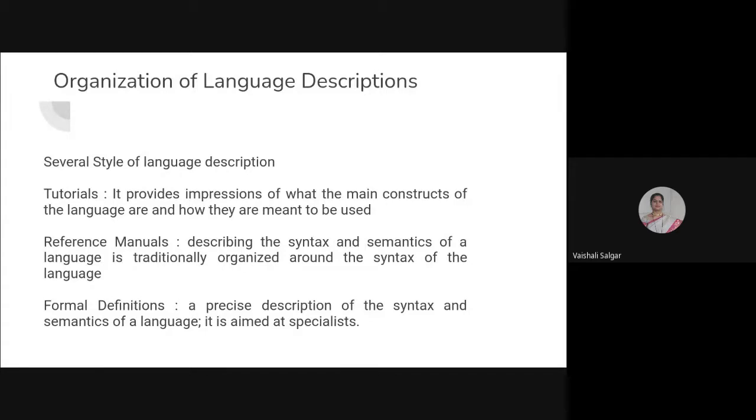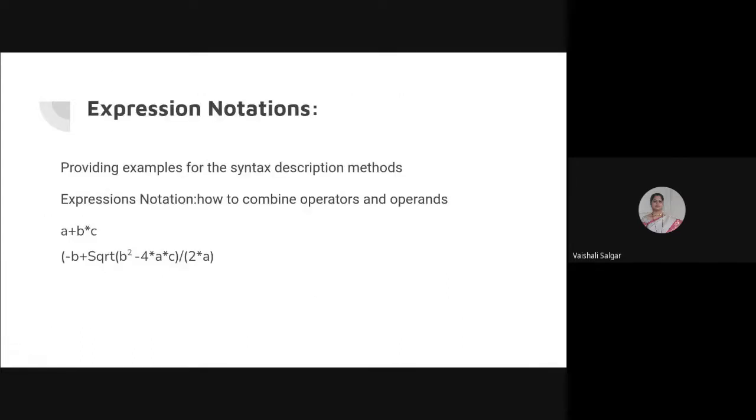Another is reference manuals, in which the syntax and semantics of the language are organized in such a way that by using that syntax, you will be able to write your program in that particular programming language. And the last one is the formal definition. Basically, a formal definition is nothing but a precise description of the syntax and semantics of that language. In PP, we are going to learn in detail about the formal definition of programming languages. So this talks about the syntax and semantics of the language.